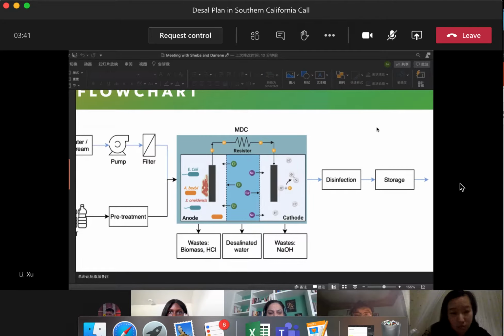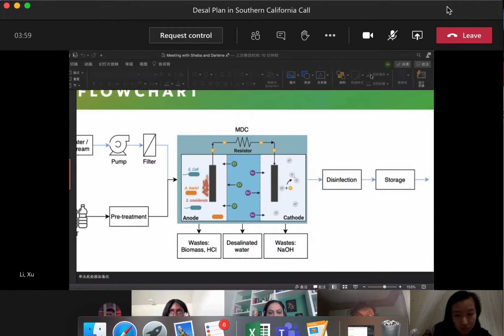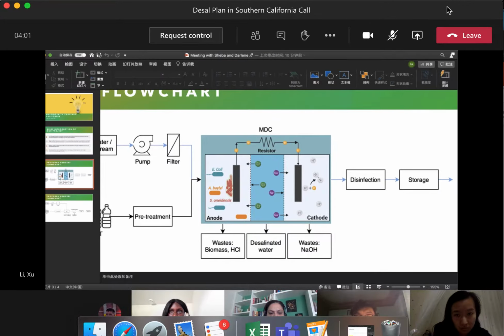So this desalinated water would not be directly used on human beings, because we are considering that there might be pathogens for our human beings. So our main purpose of usage of this desalinated water would be for irrigation usage. Yeah. So do you have any further questions?